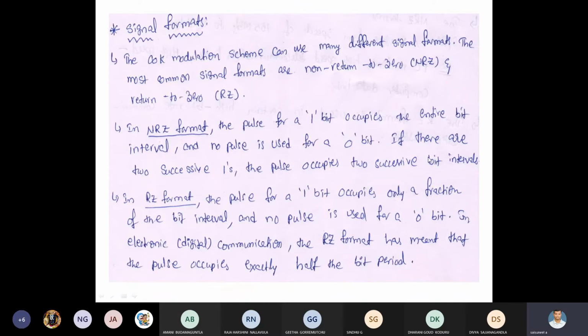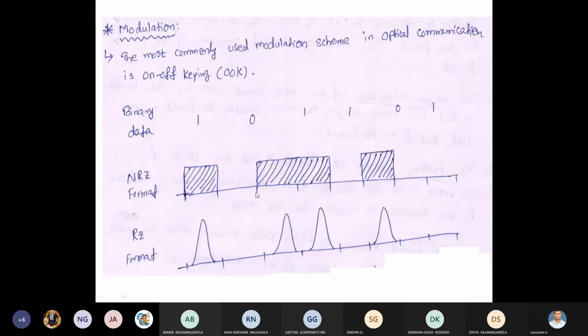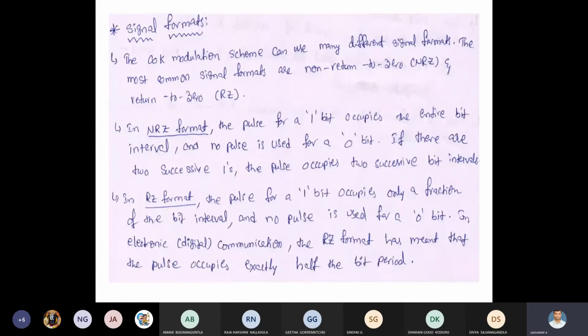Suppose two successive ones are coming, then the pulse occupies two successive bits. Three successive ones coming, three successive bit intervals are occupied. That's why you see this. Whenever two successive ones come, a total of 2 bit periods are occupied continuously. That is about the non-return to zero format.